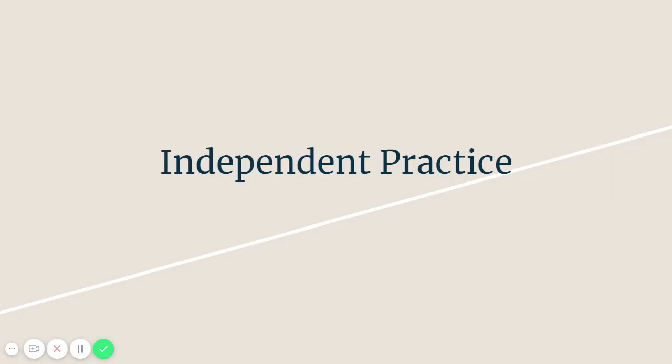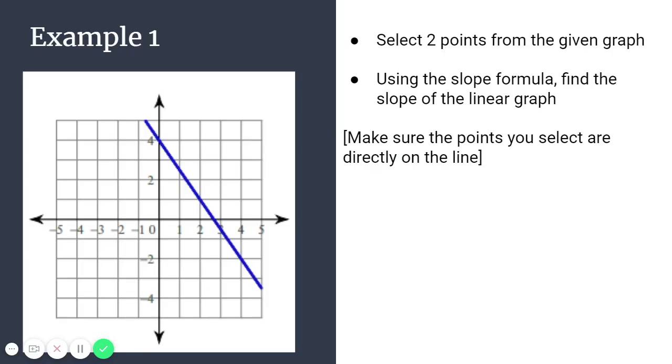Welcome back. We hope that you've taken the time to take the needed notes from the instructional video links. We're now ready to go over our independent practice, and here is example number 1. It says to select 2 points from the given graph. Using the slope formula, find the slope of the linear graph. Hint, please make sure that the 2 points that you selected are directly on the blue line. Okay? Please take a moment to pause the video, answer your question, and resume so that we can go over the question together.